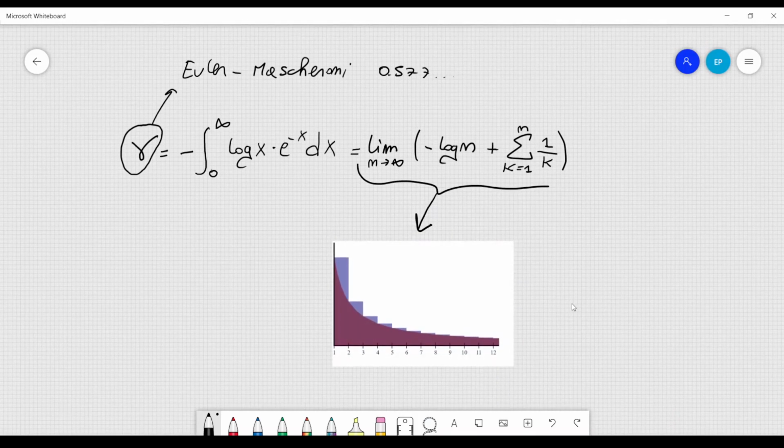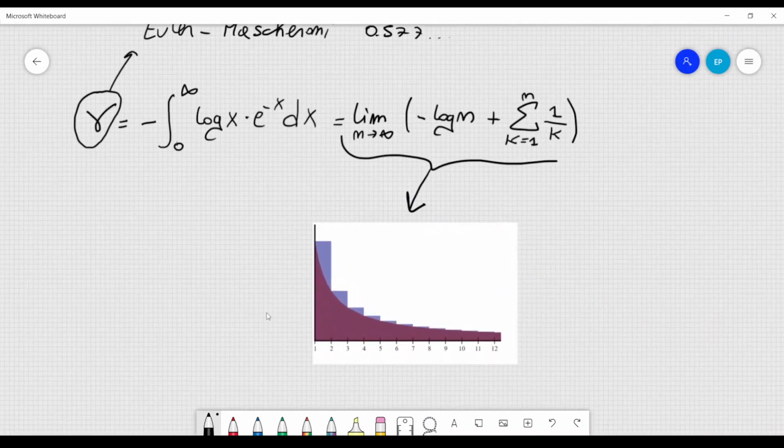So we can plot the function 1 over x. You can see a somewhat red area here and a blue area. The red area is the area under the curve 1 over x. Then we also plot the blue area, which represents these sums, which is almost the function 1 over x, but it is a discrete quantity. So this first rectangle here has a height equal to 1, between 1 and 2. Then this one here has a height equal to 1/2, and you get the idea.